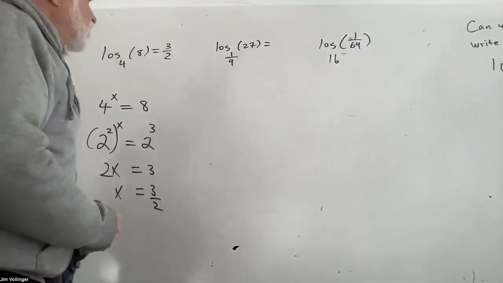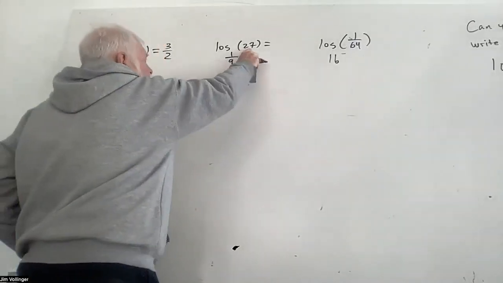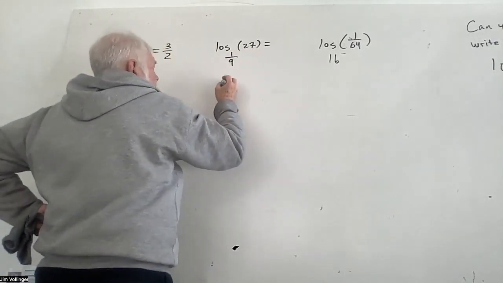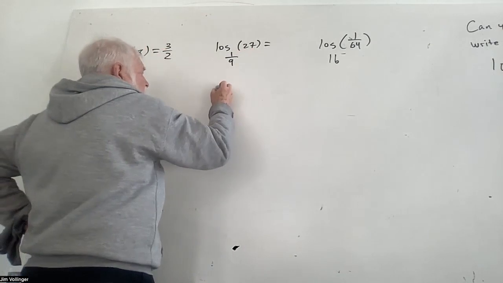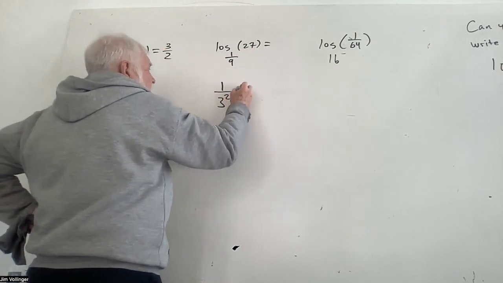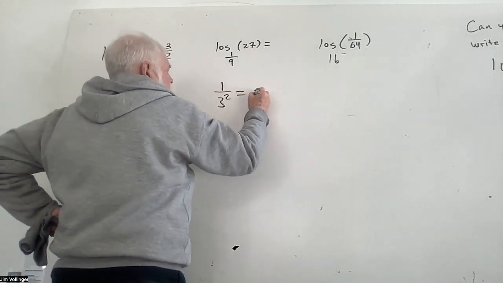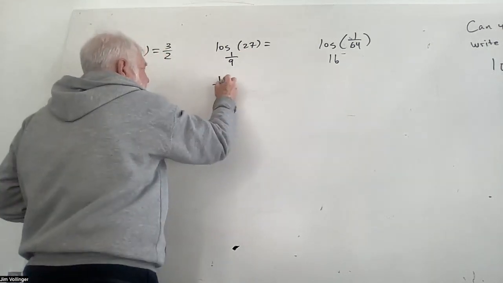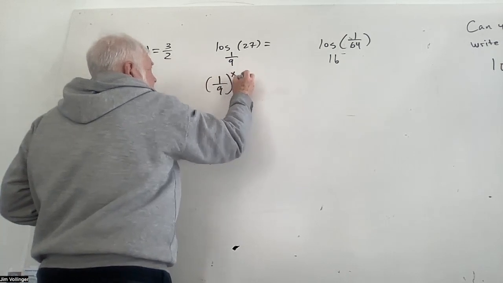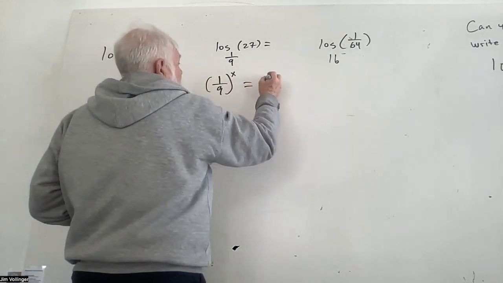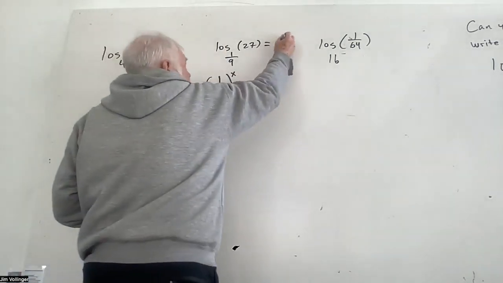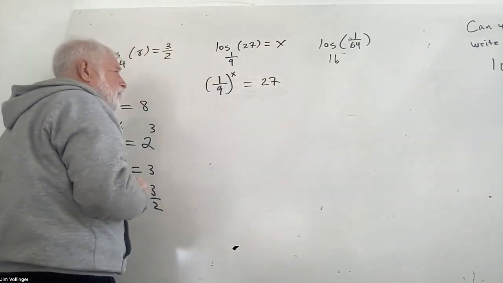Log base 1/9 of 27. So I've got to get this in the same base. Looks like it's base 3. So we're going to write 1/9 as 1/3 squared. Well, how do I want to write this? 1/9 to the x equals 27. That's our first step, changing it into exponential notation. So there's the x that we're solving for.